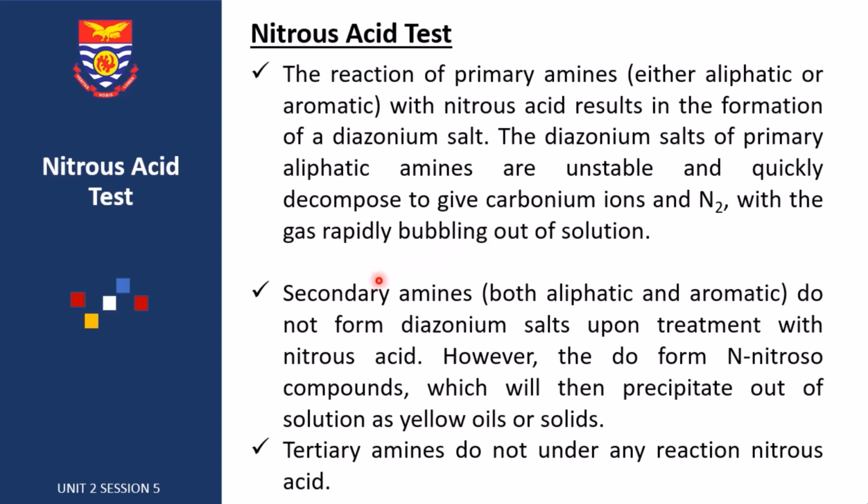Now, with the secondary amines, they do not form the diazonium salt upon treatment with nitrous acid. So when you react the secondary amines with your nitrous acid, they do not form diazonium salts. However, they do form nitroso compounds, which will then precipitate out of solution as yellow oils or solids. So that is the difference between reacting your primary amine with nitrous acid and your secondary amine with nitrous acid. However, tertiary amines do not react in this manner with the nitrous acid.